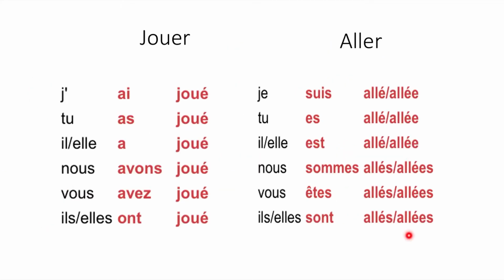Why here with aller we add the agreement and here no? Because aller takes être, but jouer takes avoir. No accord with avoir. Only l'accord is with être.